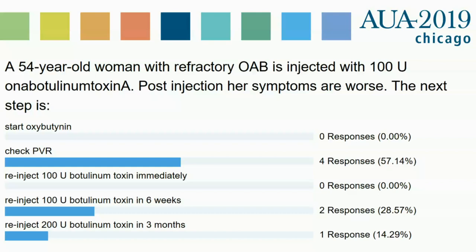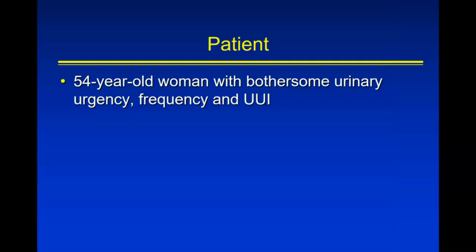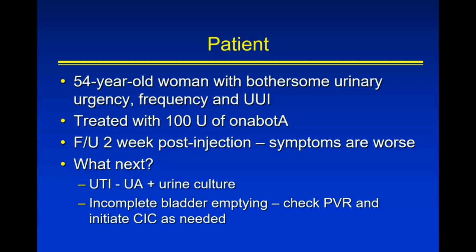And in fact, for my office, if I'm doing onabotulinum toxin, I see him back in 2 weeks. Now, if it's someone who's been doing this over and over, I'm not seeing him back in 2 weeks because you know their PVRs are fine. Same. So we treat with 100 units. Symptoms are worse. What next? We're looking for a UTI, looking for incomplete emptying, checking a PVR.